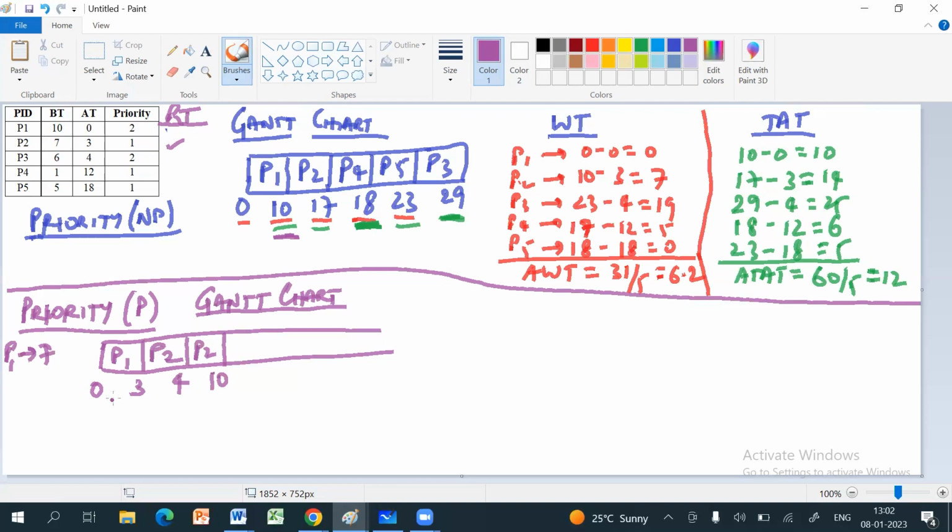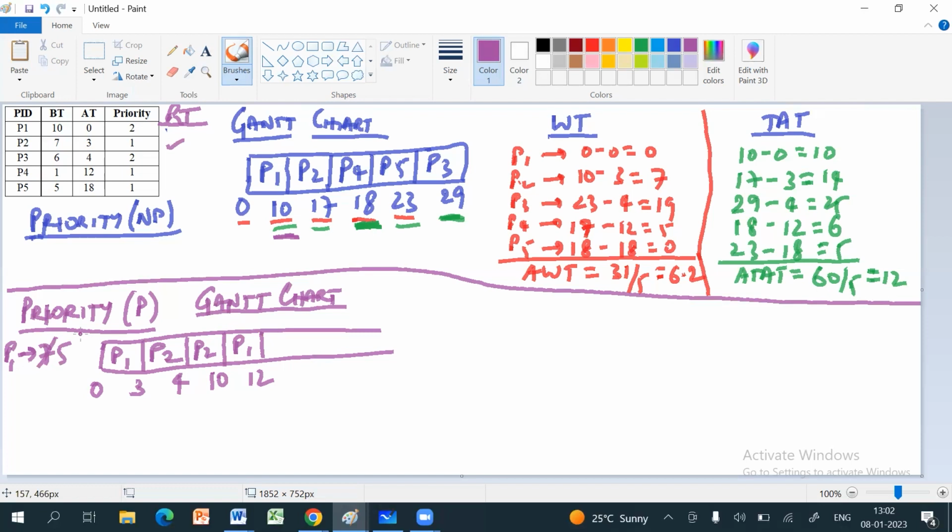Now P1 already completed 3 units of time. The remaining time is 7. So it starts to execute here. It was supposed to continue till 17, but then there is an interrupt at 12 because P4 has arrived at 12. So obviously P1 will be temporarily halted again. Now what is the remaining time? Out of the 7 remaining time here, 2 units have completed. So the remaining time for P1 is now 5.